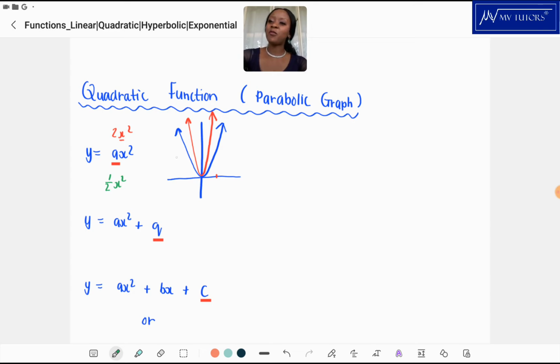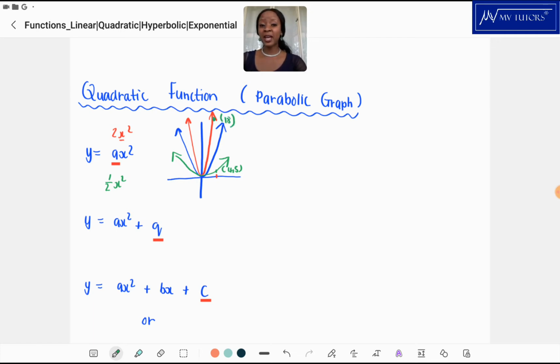But if you have a fraction, let's say you have a half x squared, your graph will tend to be more flat. So it'll look something like that. And why is that? Again, if I'm using the example of 3, 3 squared is 9, and 9 times a half is 4.5. So for the same value at 3, you would have 4.5 here, but for the red line, somewhere here, you would have 18.